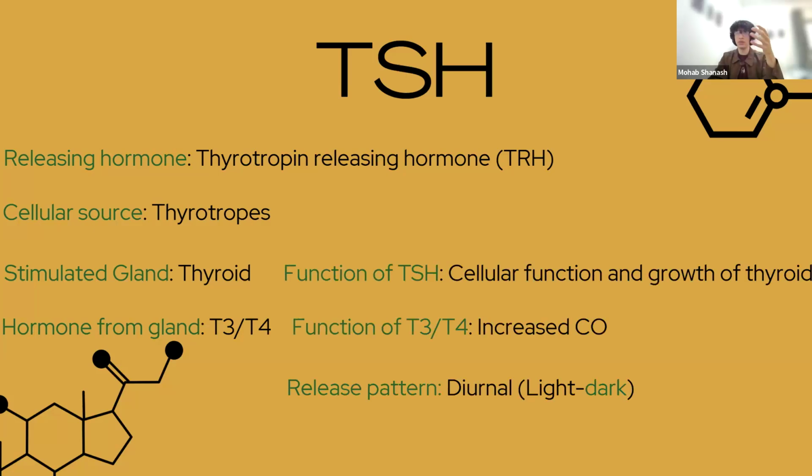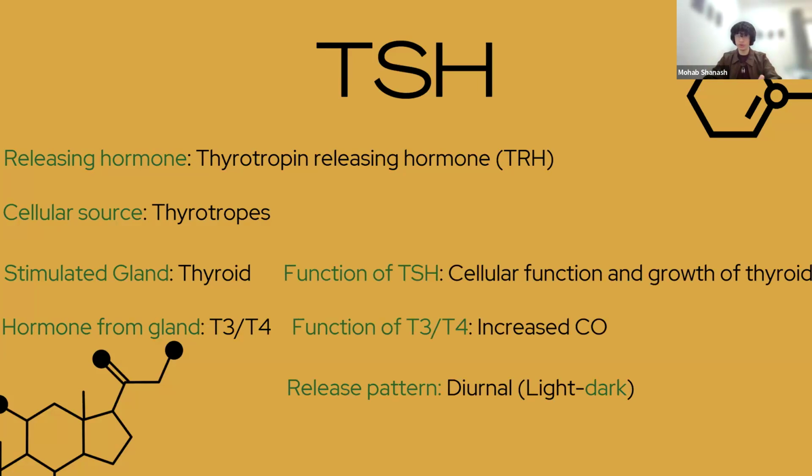Now, TSH is responsible for the cellular function and growth of the thyroid. So TSH goes to your thyroid and makes the cells proliferate and get bigger, okay? Which in future instances, you'll know that if you have too much TSH, you'll have a massive bulge on your neck that's caused by it. Now, T3 and T4 just increase your cardiac output.